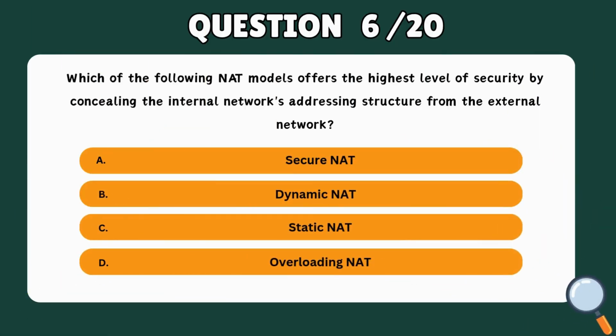Question 6. Which of the following NAT models offers the highest level of security by concealing the internal network's addressing structure from the external network? A. Secure NAT. B. Dynamic NAT. C. Static NAT. D. Overloading NAT. Correct answer: D. Overloading NAT.